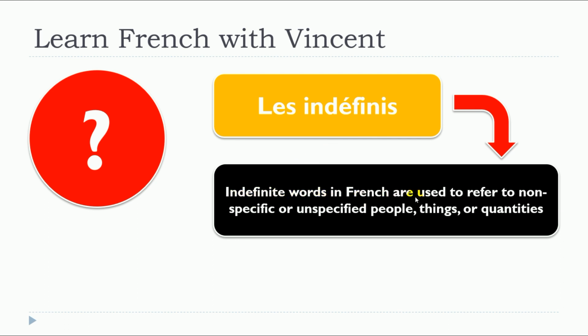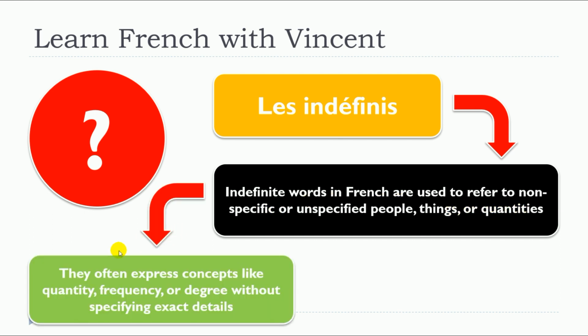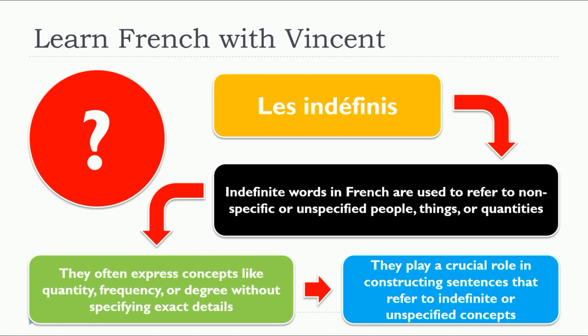Indefinite words in French are used to refer to non-specific or unspecified people, things, or quantities. So this is the first point. Second point that is extremely important. They often express concepts like quantity, frequency, or degree without specifying exact details. And this is a key thing with les indéfinis. You don't specify exact details. And the last point, they play a crucial role in constructing sentences that refer to indefinite or unspecified concepts. So clearly, if you don't really want to be specific, you will have to know and master les indéfinis.